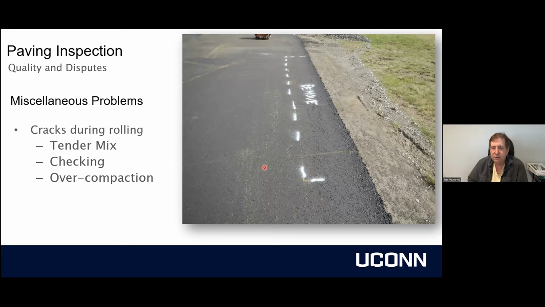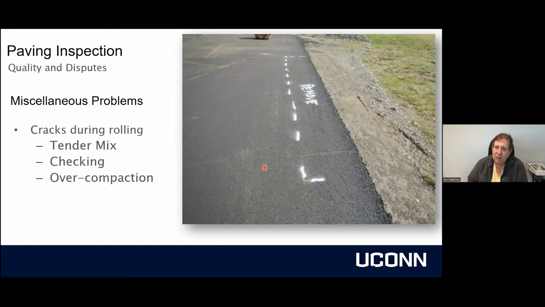Other things we can have: you can see in this image the cracking on the edges of this image. And that is an area where it's not supported. There's something going on there that needs to be corrected, and we want to make sure that we address that.